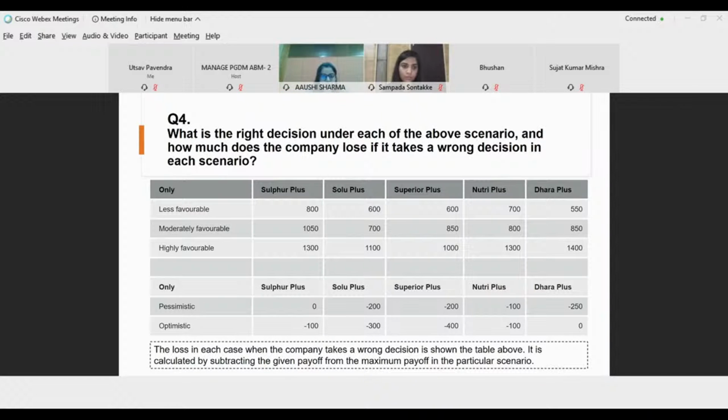For the fourth question, it was mentioned how much payoff does a company lose if it takes a wrong decision in each scenario. So it was calculated by subtracting the payoff from the maximum payoff in a particular scenario. And we can see that these are the figures which a company comes up with in all these cases in both of the pessimistic and optimistic scenarios.